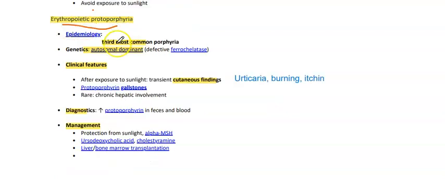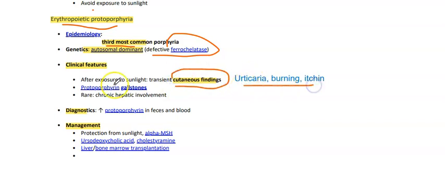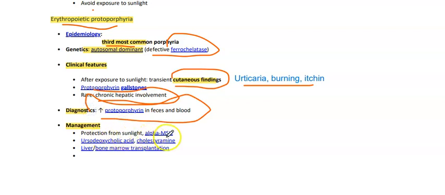Erythropoietic protoporphyria is the third most common form. It is autosomal dominant, and the defective enzyme is ferrochelatase. Clinical features: after exposure to sunlight, there will be cutaneous burning, urticaria, itching, protoporphyrin gallstones, and rare chronic hepatic involvement. Diagnostics: increased protoporphyrin in feces and blood. Management: protection from sunlight, alpha MSH (melanocyte stimulating hormone), or deoxycholic acid, cholestyramine, and liver or bone marrow transplantation. So that's all about porphyria.